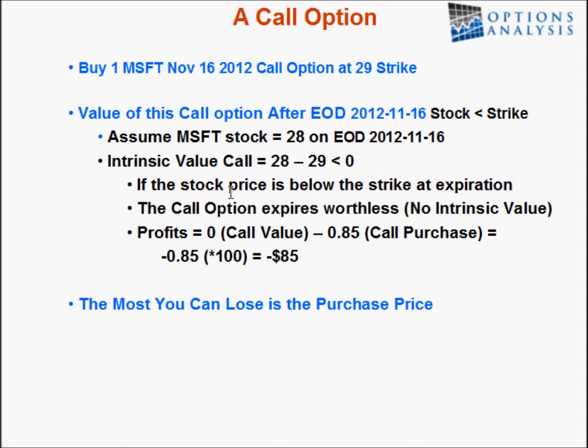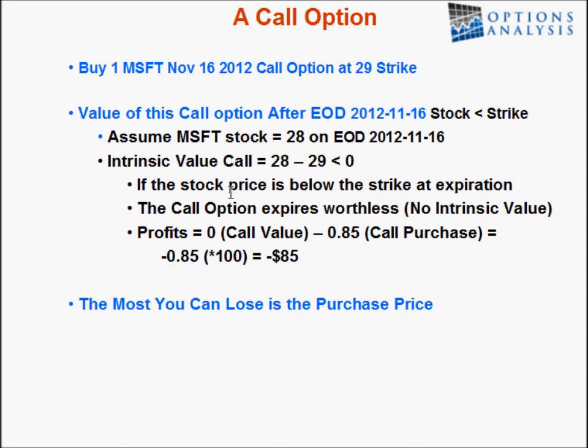The call option, in other words, is going to expire worthless if the actual value of Microsoft stock is below our strike. It expires worthless because there would be no reason for us to receive Microsoft shares at 29. We would lose money trying to sell it back unless we thought Microsoft would somehow rebound.